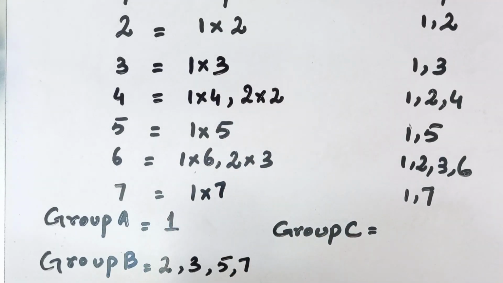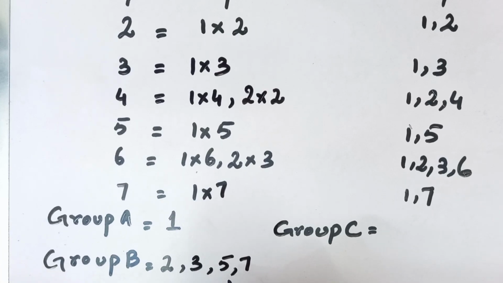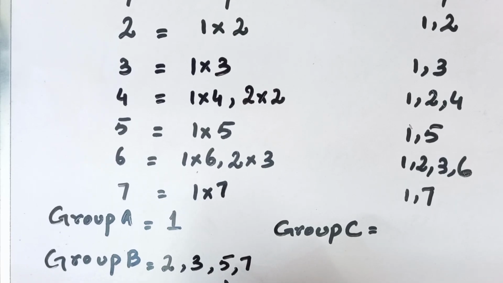The numbers in Group B are called prime numbers or prime. Now prime numbers have exactly 2 factors. One of the factors is 1 and the other is the number itself. All of the numbers in Group B have exactly 2 factors. So the numbers in Group B are called prime numbers or prime.